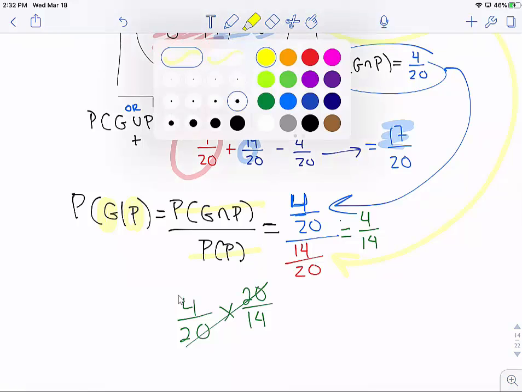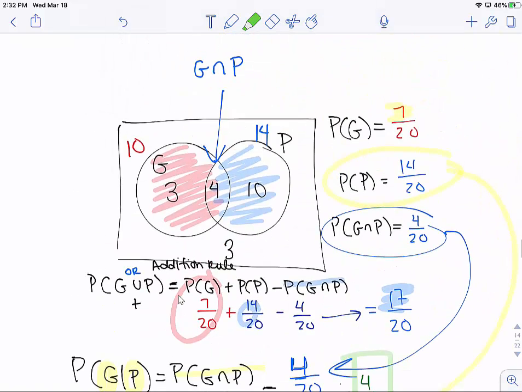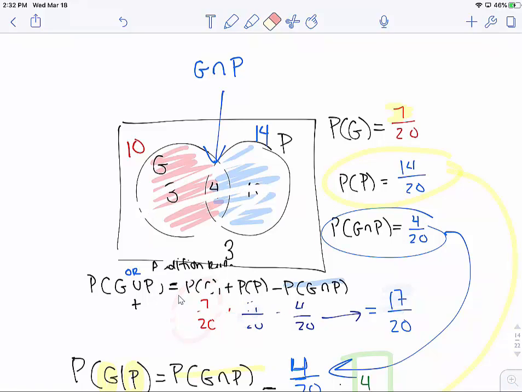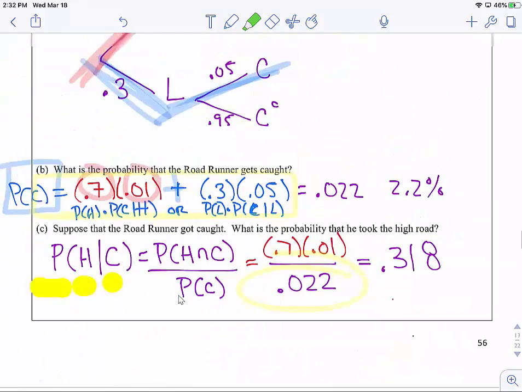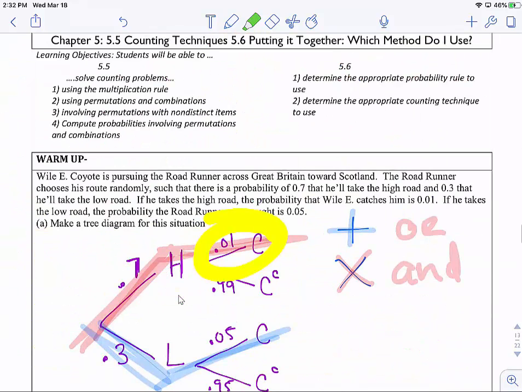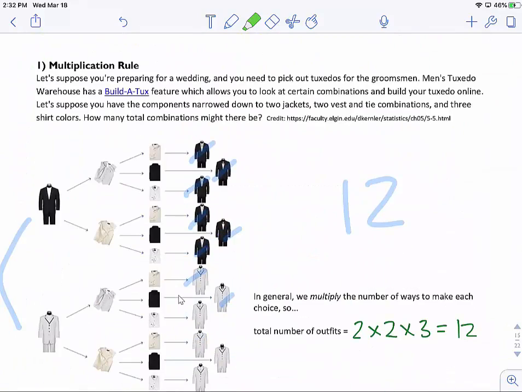But again, if I had this picture, I would not use this formula. I would have just said, how many people total have a pool? Well, that is 14. Of just those 14 people, how many also have a garage? That is 4. So the formula is very useful for a story problem like this, but if you are given a picture or a tree, it is not necessary. All right, on to the new stuff, the multiplication rule.